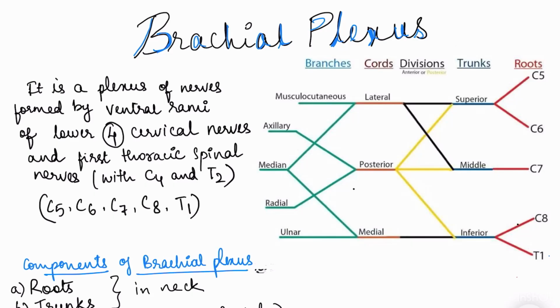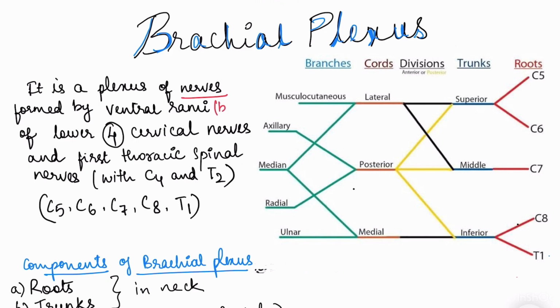Hey everyone, so today we are going to talk about the topic brachial plexus. It is one of the most important topics in upper limb. Brachial plexus is a plexus of nerves formed by ventral rami of lower four cervical nerves.